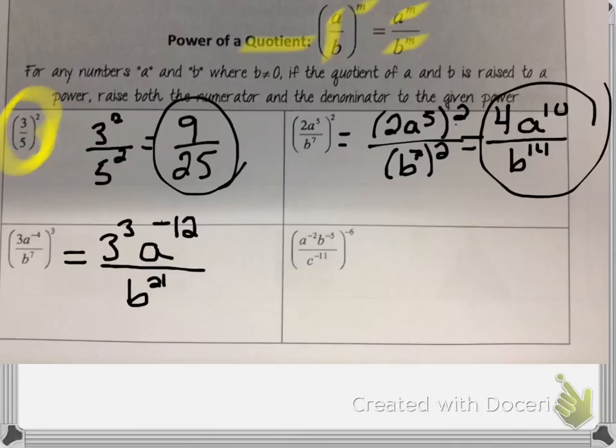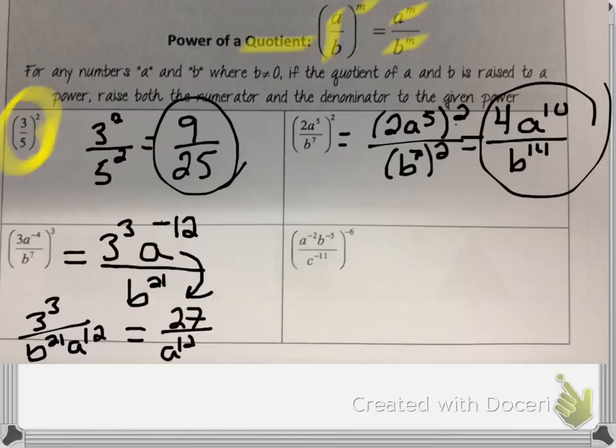Again, we haven't talked much about negative exponents, but if your exponent is negative, we always want to make it positive to simplify, and to do that, we're just going to drop it down. So we would have 3 to the 3rd, divided by b to the 21st, a to the positive 12th. 3 to the 3rd is just 27, and then if I flip my variables, 27 over a to the 12th, b to the 21st would be our perfectly simplified answer.